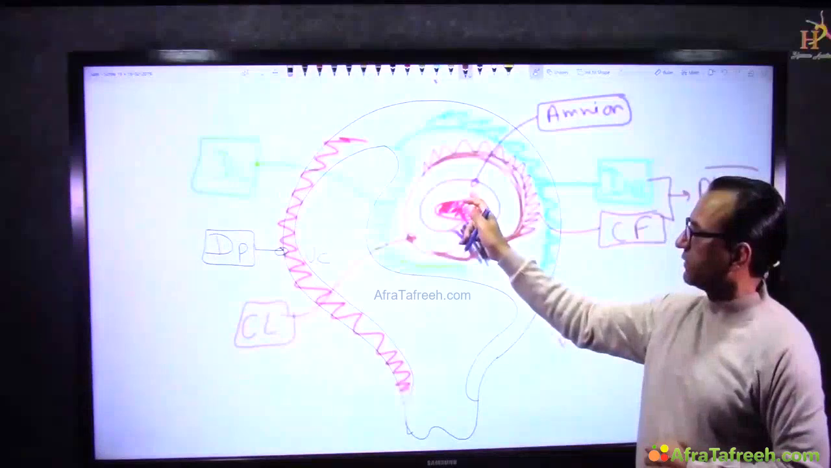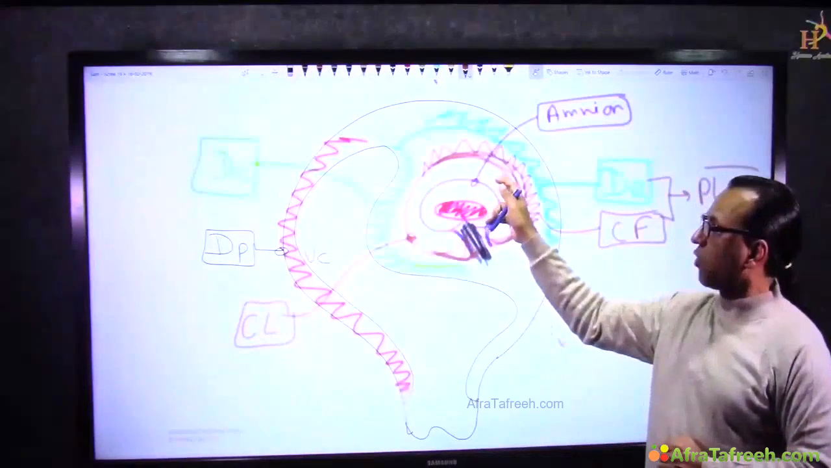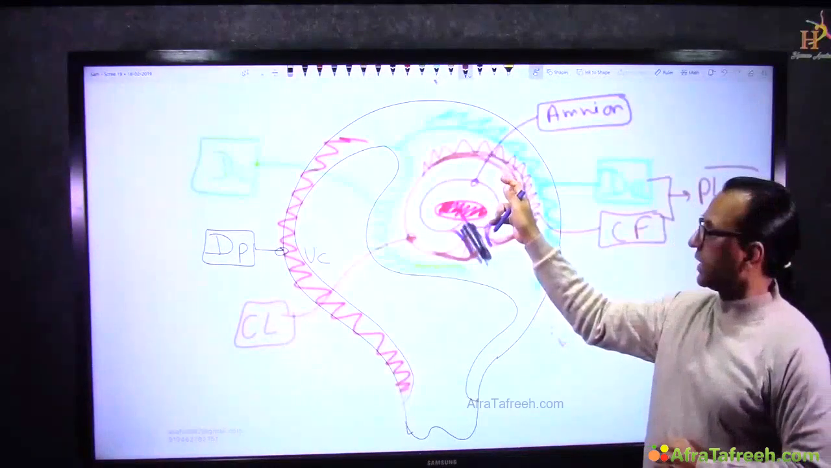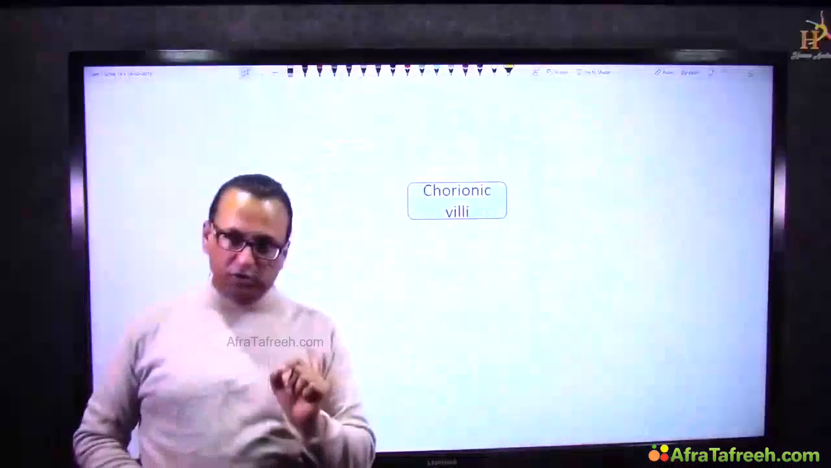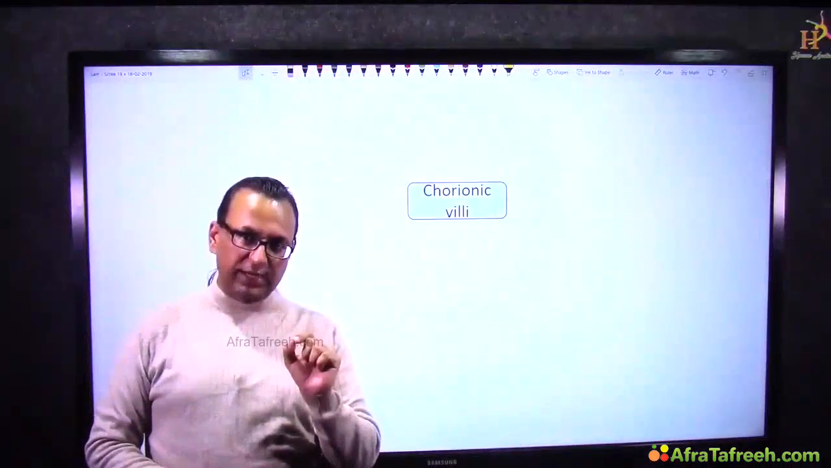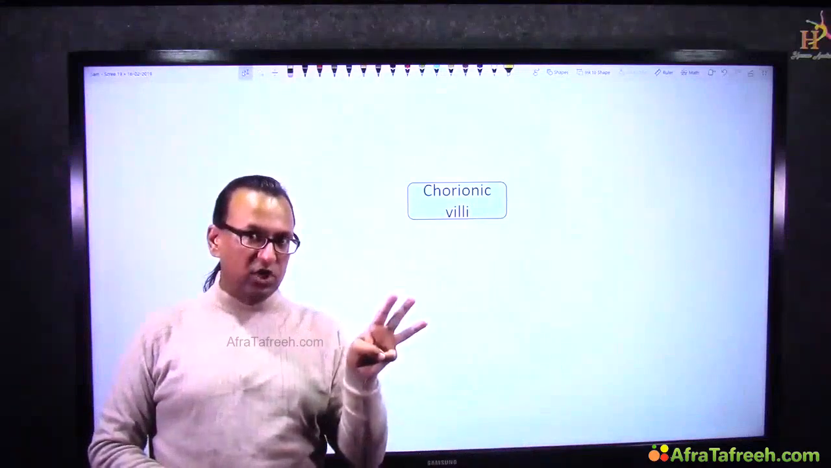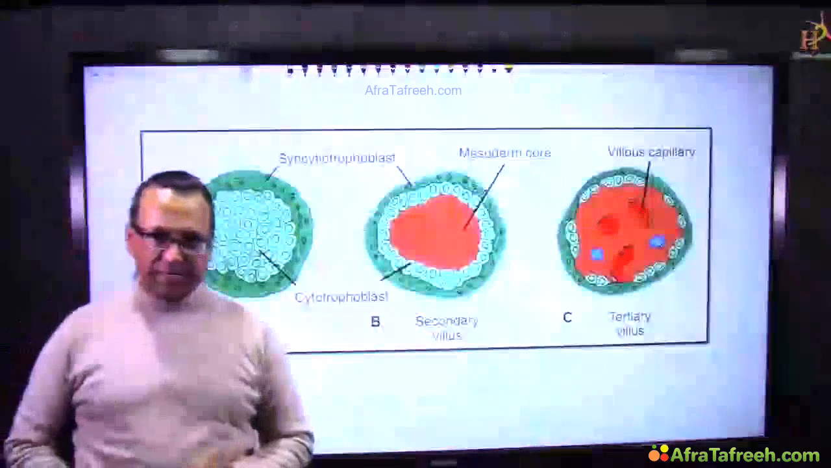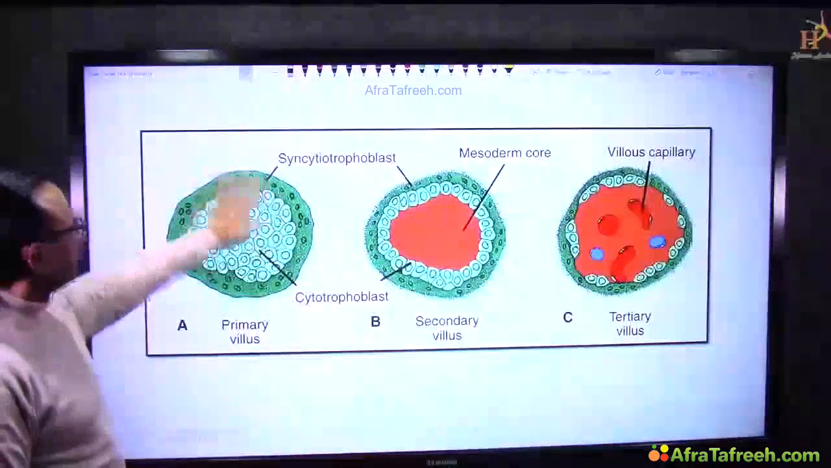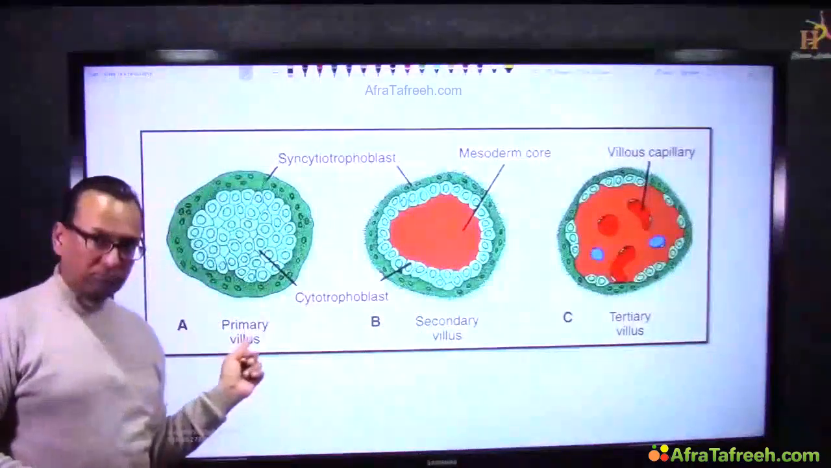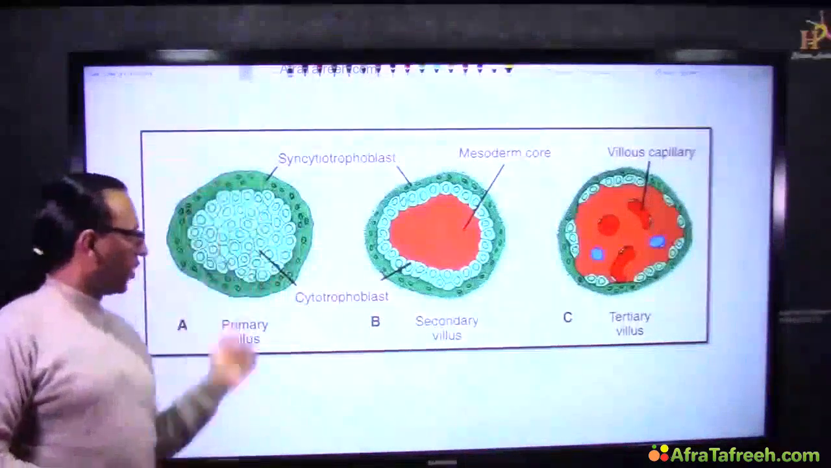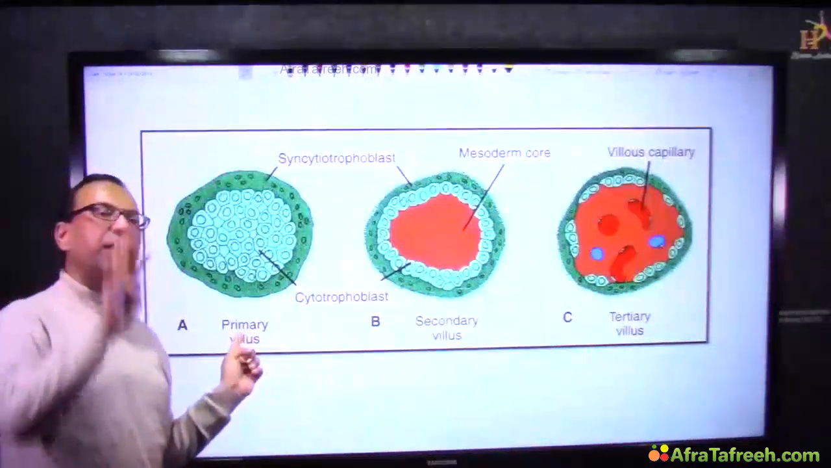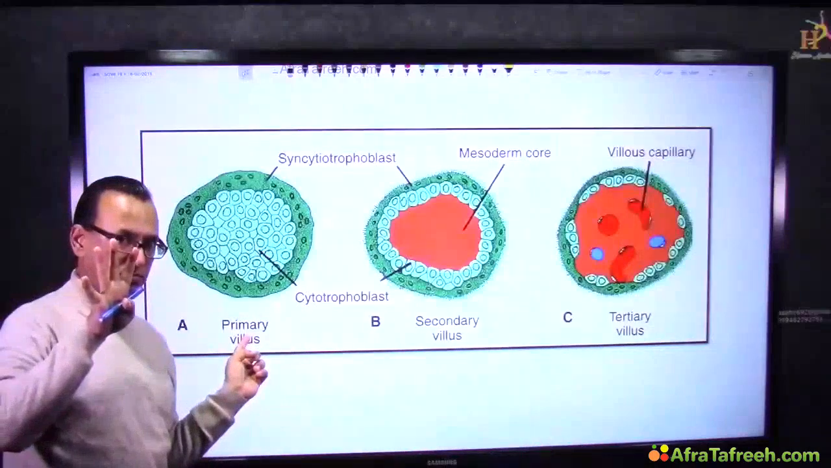This is the amniotic cavity, yes. And this is the chorionic cavity, yes. And this is the uterine cavity, yes, it is. Now we want to look at a diagram which is telling us about primary, secondary, and tertiary chorionic villi. If you say it is primary chorionic villi, then it will be the cytotrophoblast and syncytiotrophoblast together forming the primary villus, the finger-like projection of chorion.